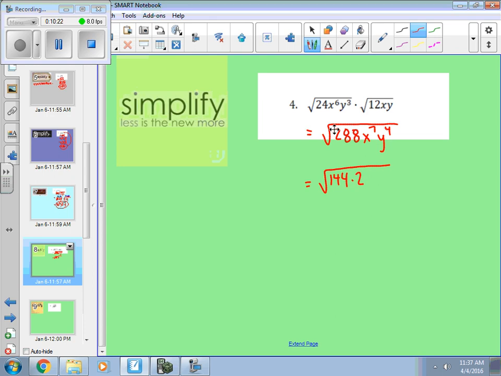X to the 7th isn't going to simplify nice because, again, when we have a square root, it's like there's a 2 there. 2 doesn't divide into 7. So let's split that up as 6 and a 1. That's still 7 x's, but x to the 6 will simplify. Y to the 4th is going to simplify nice for us. So now, again, split it into one that will simplify and one that does not simplify.